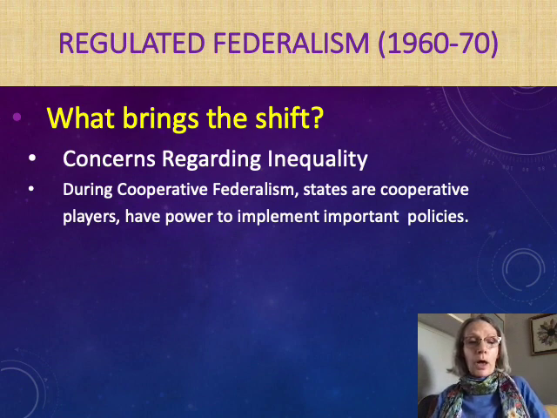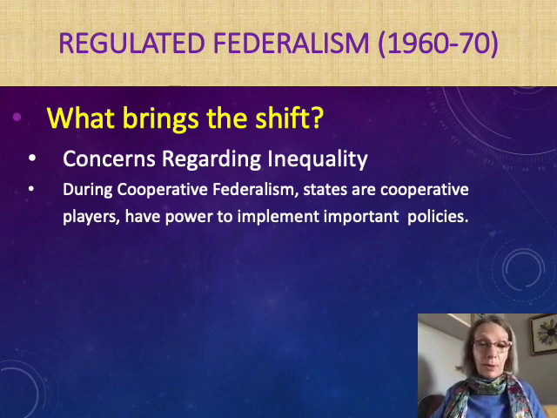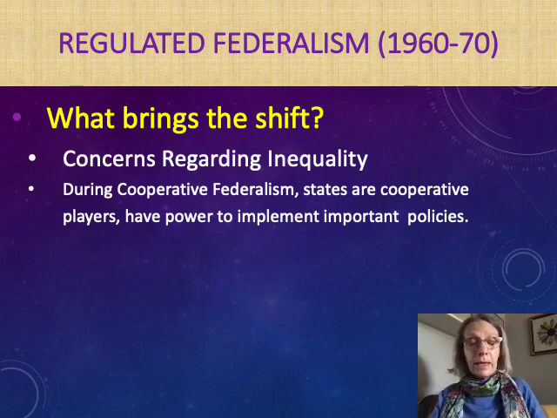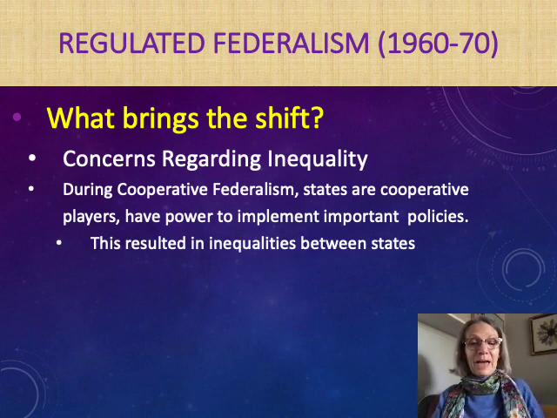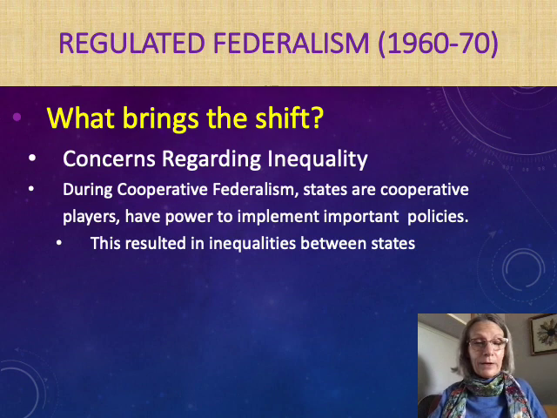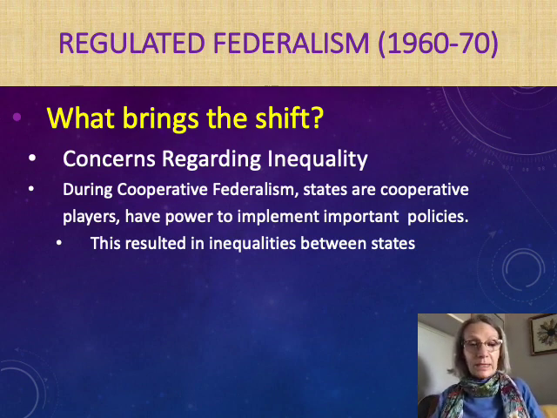And so they have the power to implement important policies. And so the federal government has these national goals, and the states are supposed to be cooperative players in achieving those goals. And then they get federal money, and they're supposed to use that money to achieve these national objectives. But in the 1960s and 70s, the national government started looking at states who were these cooperative players, and they realized that there were really severe inequalities between the states.